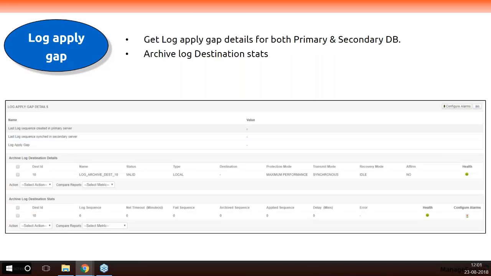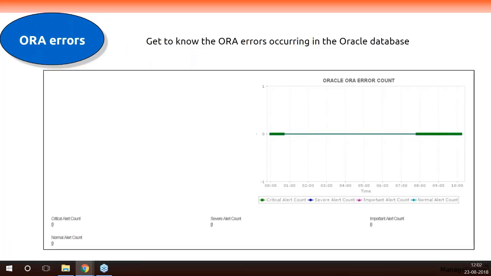Log apply gap monitoring can be done. You can see the archive log destination status along with these details. So here we show the destination ID, the name of the log file, the current status, whether it is valid file or invalid file, the production mode of it, and the recovery mode of it can be seen. Similarly, in the statistics page, you can see the log sequence, timeout of that specific archive log, and what is the current sequence, whether it is archived sequence or applied sequence, if there are any delays or if there are any errors, that can be monitored as well.